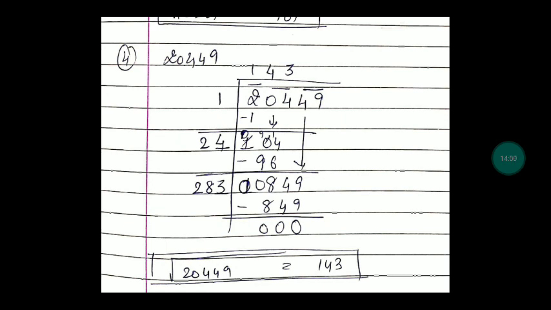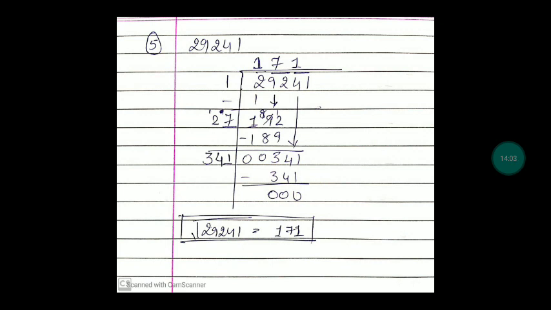Now we move on to the next question. In this question, it is a bit different from the previous ones. You are supposed to find the square root of 29241. The method remains the same, but there is a minor difference that I am going to tell you while doing the sum. Again, recall the first step is grouping into 2: 41, 92 and 2.